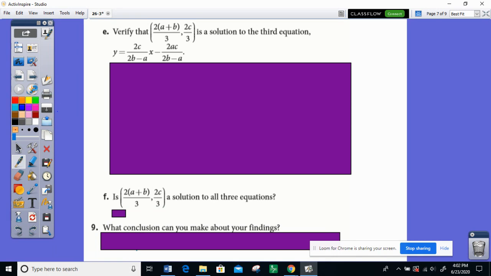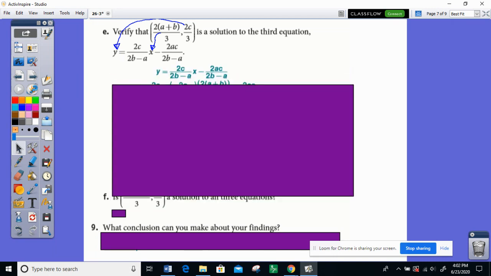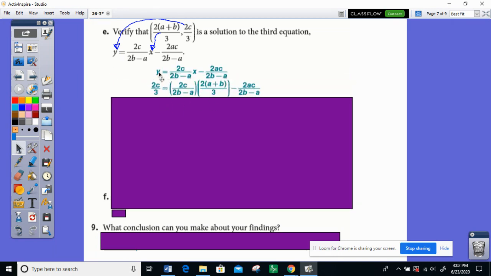So since this was median number 2 that we labeled in blue, our job now is going to be to substitute. We're going to take what y is and plug it in right here. We're going to take what x is in that point and plug it in right here, and we're going to try to get the same value on both sides of the equation. So here's the value for y getting plugged in, 2c over 3. Here's the value of x getting plugged in, 2 times a plus b over 3. Everything else just comes down.